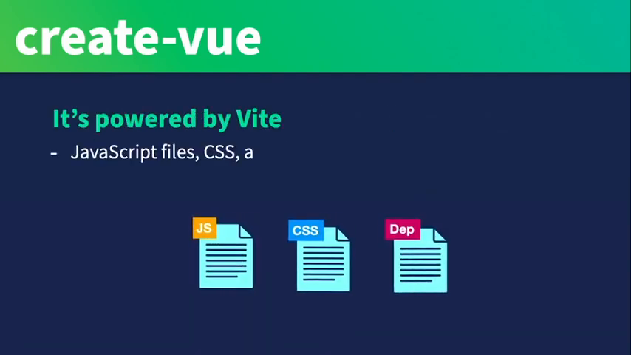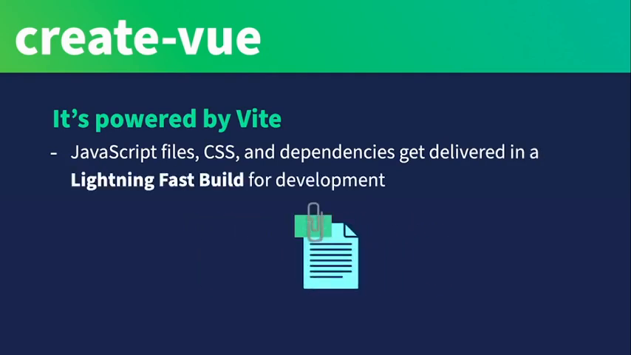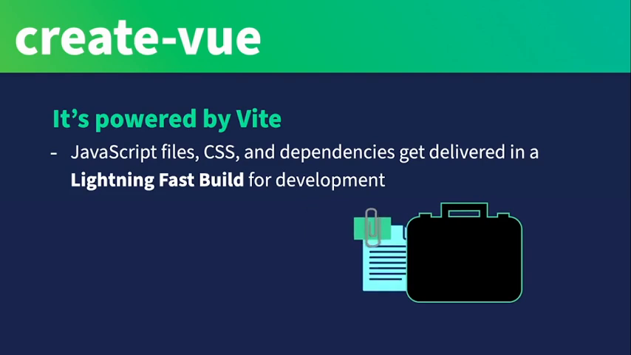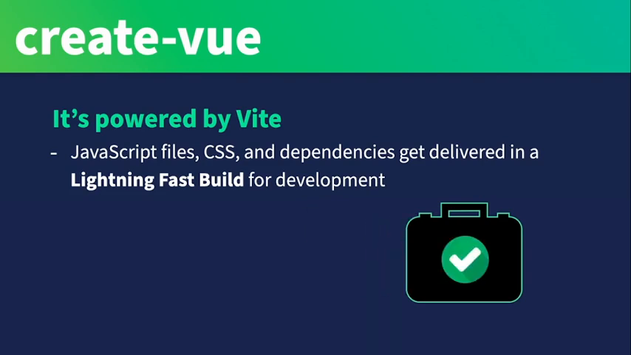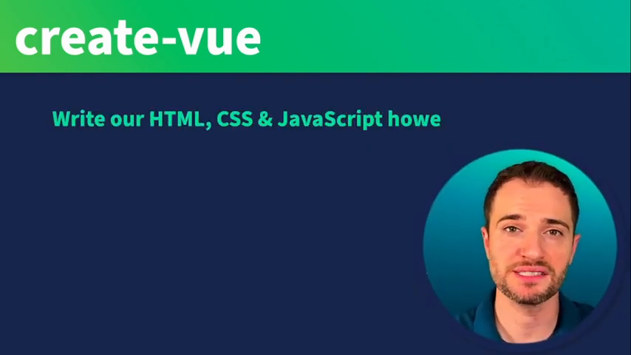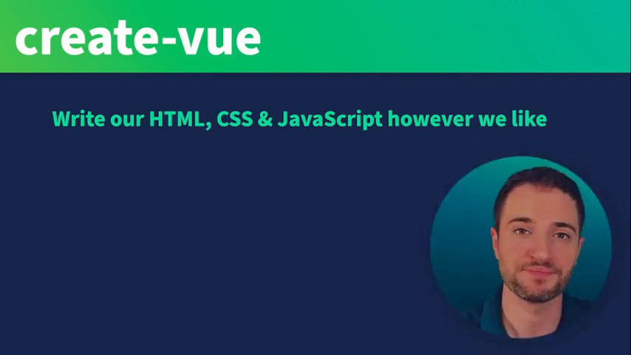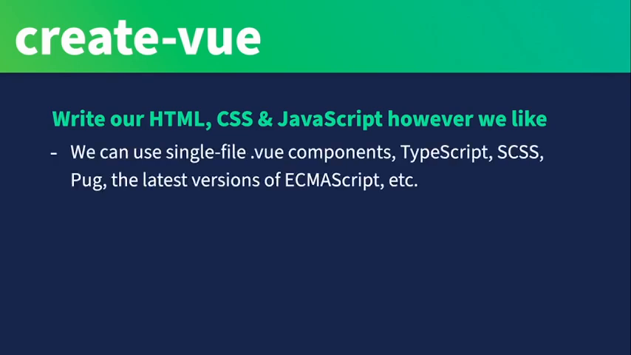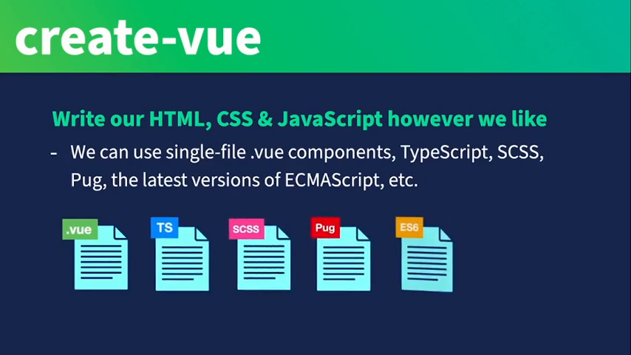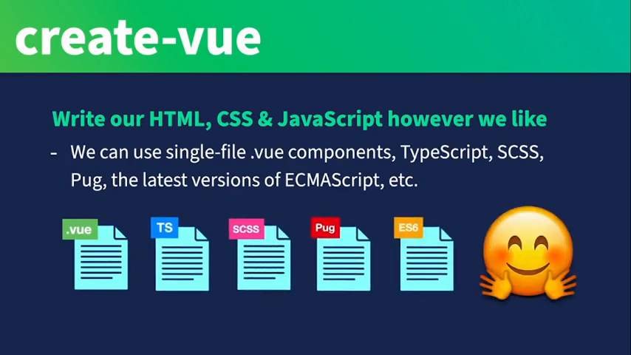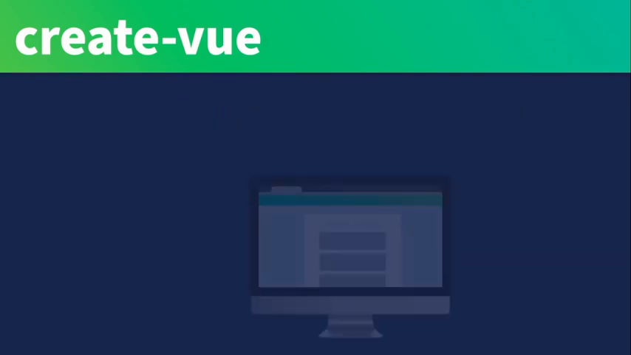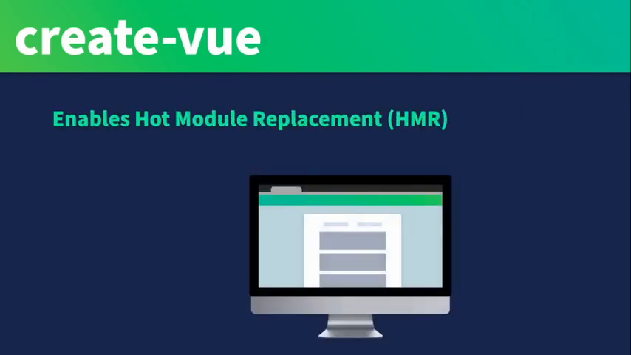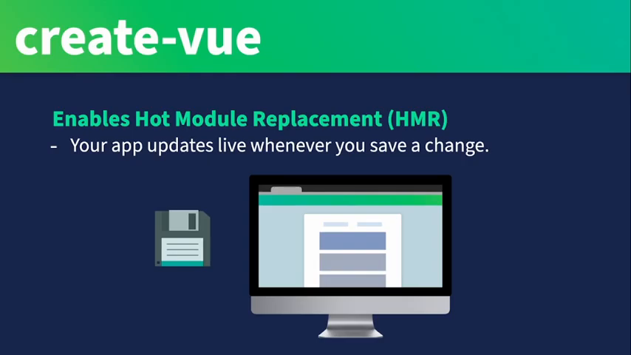Create Vue is powered by Vite. This means that all of our JavaScript files, our CSS, and our dependencies get delivered in a lightning-fast build for development. It also allows us to write our HTML, CSS, and JavaScript however we like. It gives us the freedom to use single-file .vue components, TypeScript, SCSS, Pug, the latest versions of ECMAScript, and more. The CLI also enables HMR, or Hot Module Replacement, so your app updates live whenever you save a change.